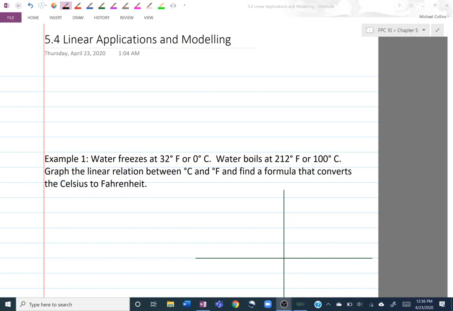Hi, and welcome to 5.4. 5.4 is pretty much another word problems chapter.